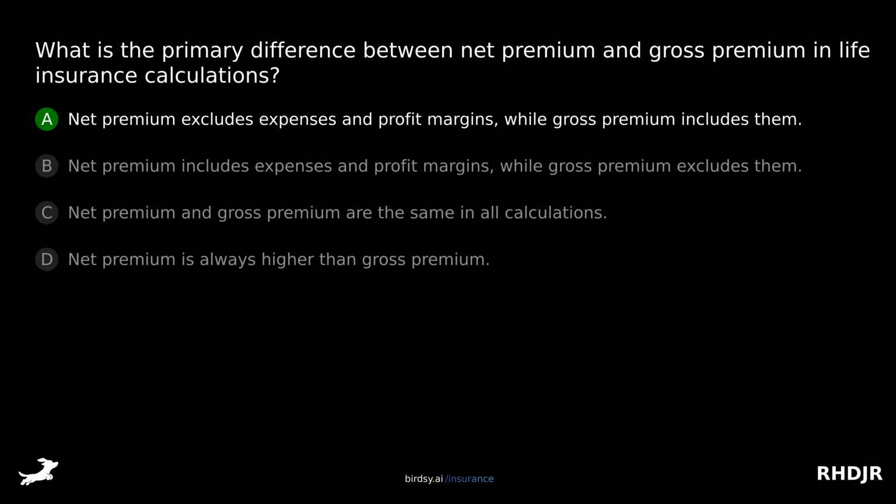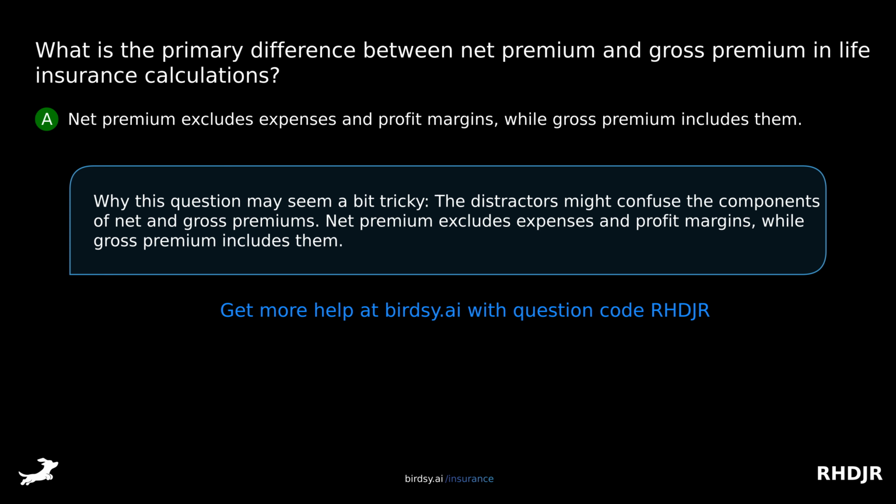The answer is A, net premium excludes expenses and profit margins, while gross premium includes them. Why this question may seem a bit tricky: the distractors might confuse the components of net and gross premiums. Net premium excludes expenses and profit margins, while gross premium includes them.